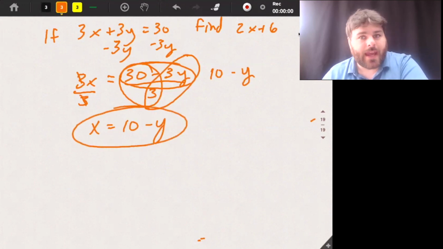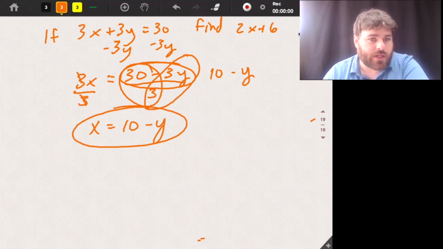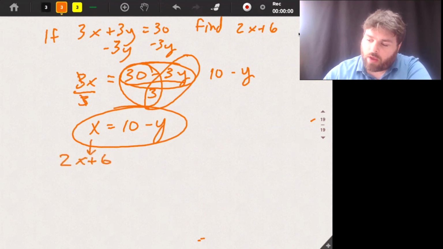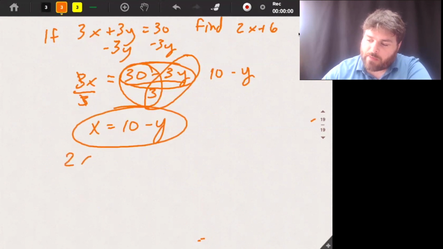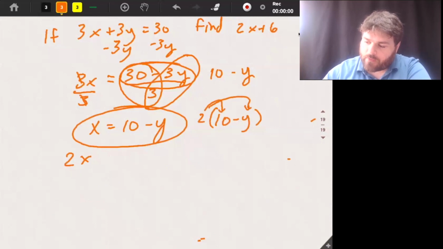That's my first goal. Now I'm going to manipulate the left side of the equation and the right side, but I'm going to change the left side to where it looks like 2x plus 6. This is my goal. Take the left side and make it look like 2x plus 6. So how do I do that? Well, the first thing I have to do is get 2x. So I'm going to multiply both sides by 2. If I multiply the left side, which is x, by 2, I get 2x. If I multiply the right side, think about this, there's more than one thing happening, so I'm going to have to distribute with multiplication. So I get 20 minus 2y.